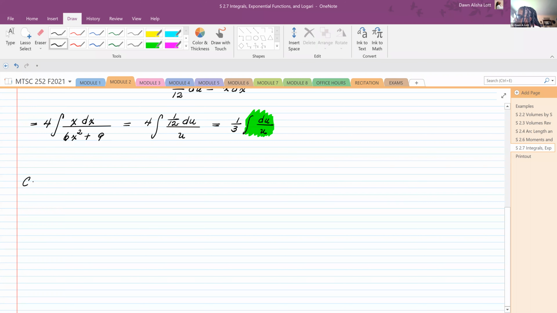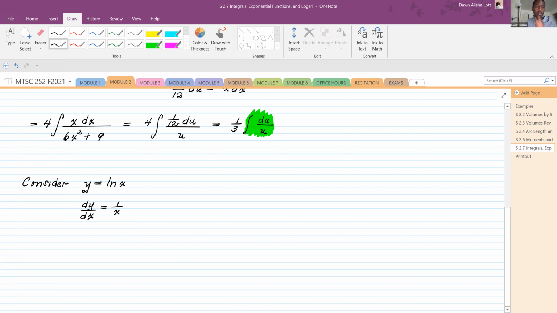Let's consider y equal to the natural log of x. The derivative of y with respect to x is equal to what? What's the derivative of the log of x? 1 over x. Very good.